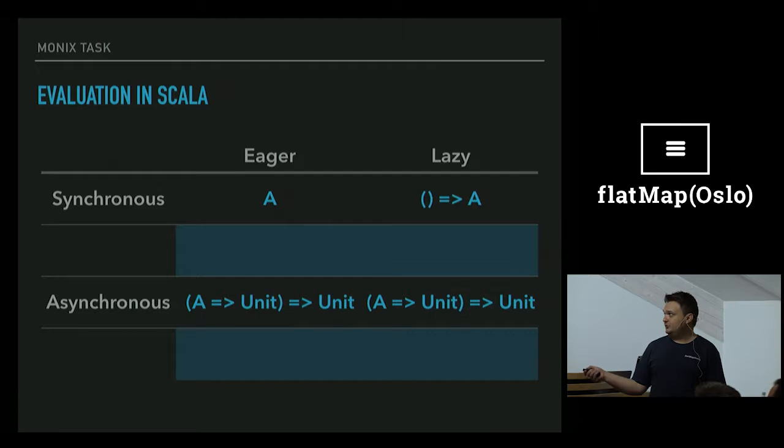We cannot distinguish between eager and lazy evaluation when describing this. But I consider Future, Scala's standard Future, to be about eager evaluation, and Task to be about lazy evaluation. Eager because Future, Future is weird.